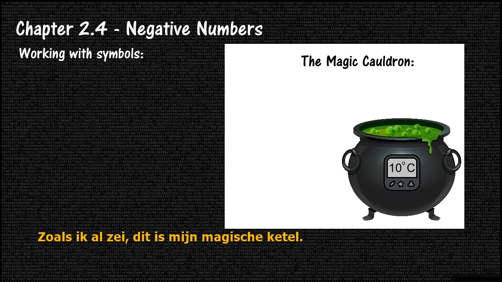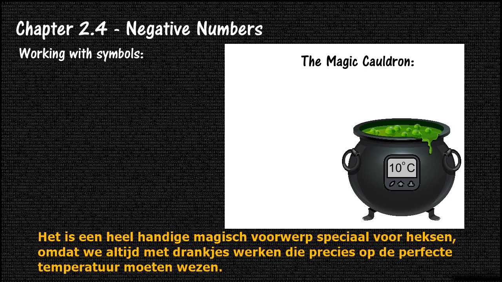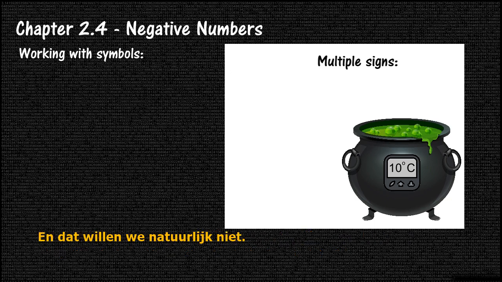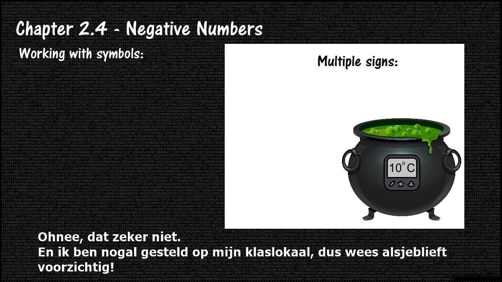As I said, this is my magic cauldron. It's a very handy piece of magic equipment for witches like me, because we always work with potions that need to be at the perfect temperature. If the temperature is off by only 1 degree, it might explode and burn our lovely houses in the wood. And we wouldn't like that, would we? Oh no, I don't want that. And I also like my classroom, so better be careful.